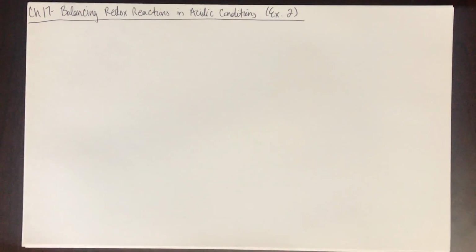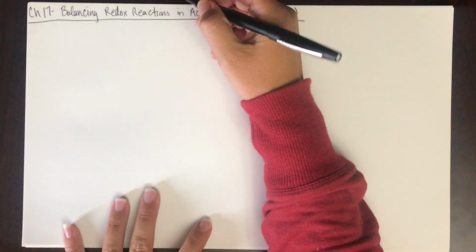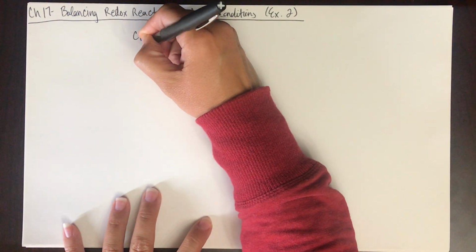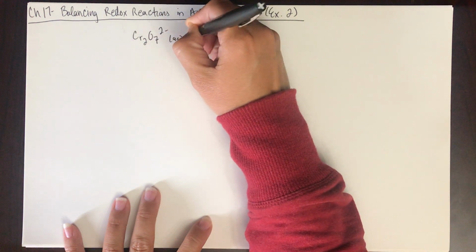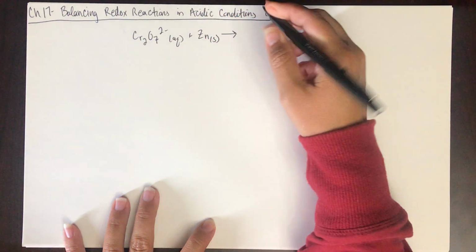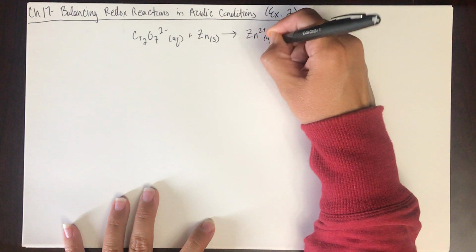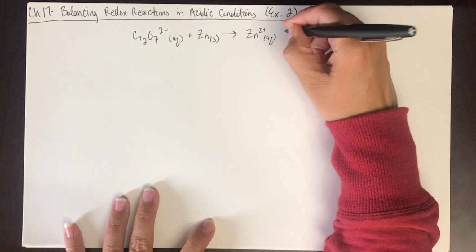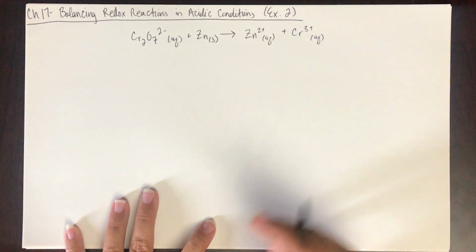Okay, so let's look at another example, a second example of balancing redox reactions in acidic conditions. So here is my problem. I have the dichromate ion plus zinc solid produces zinc 2 plus ions plus chromium 3 plus ions.